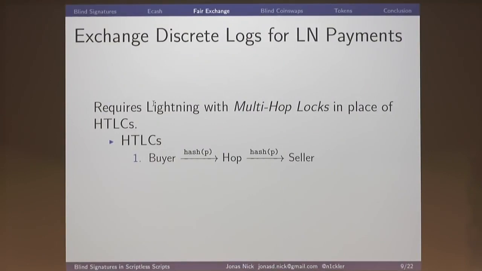So the buyer sets up a payment route to the seller through one or more hops, and each lock is basically a hash of some pre-image. And as soon as the seller sees this route, she can try to claim this payment using a pre-image. Then the hop will learn the pre-image P and can itself claim the payment.